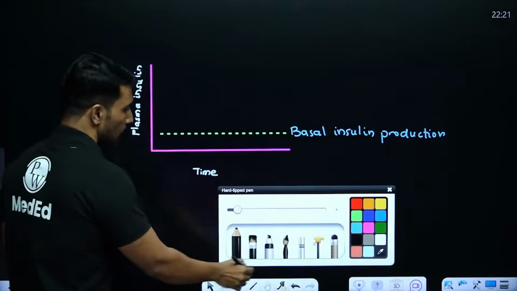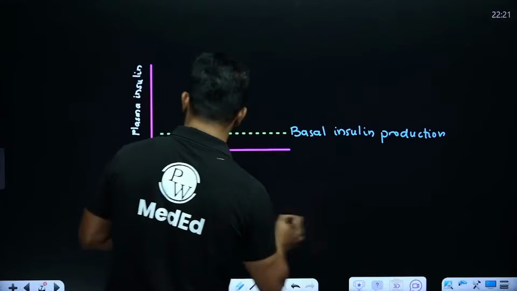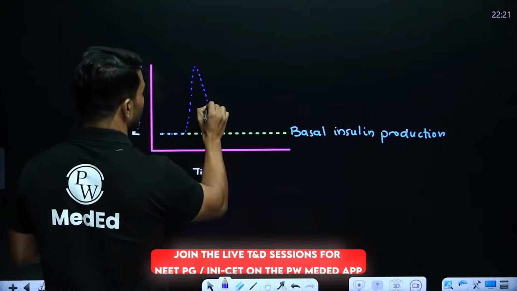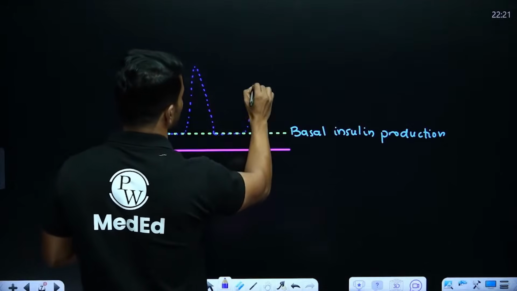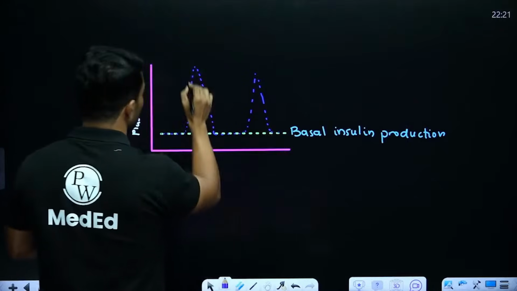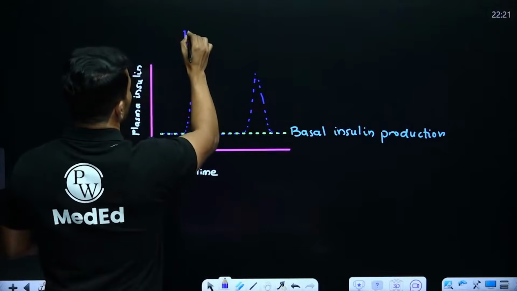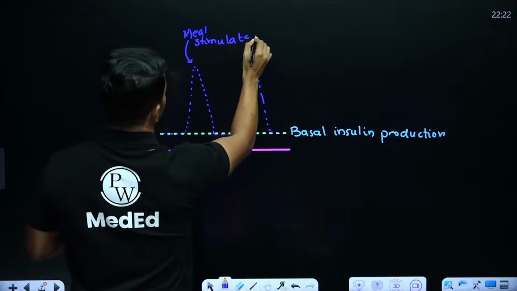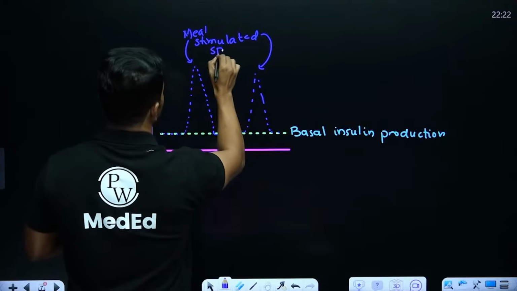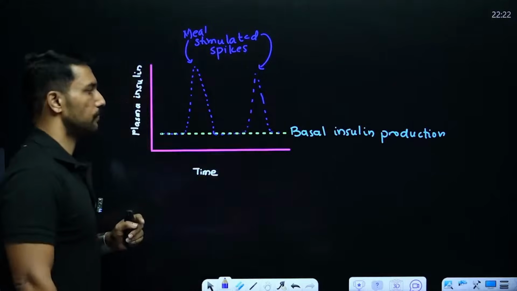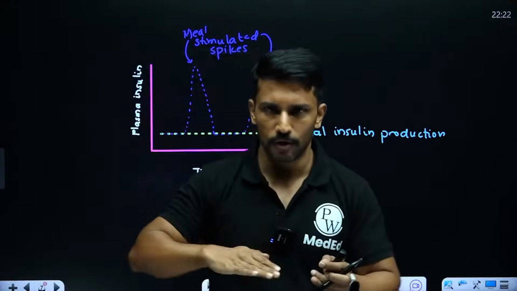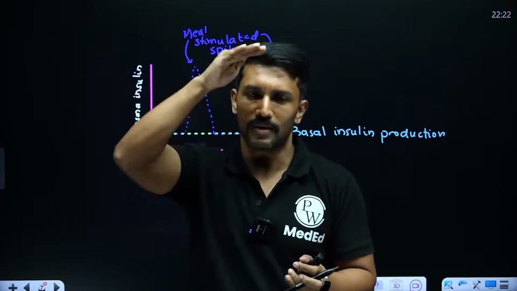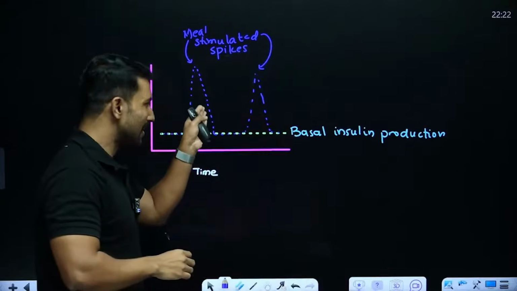But after that, whenever I take a meal, blood glucose levels increase and the insulin level spikes up to get that blood glucose level normalized. If I take another meal, my insulin level will increase again. So every time there is meal consumption, there will be meal-stimulated spikes in the insulin levels, on top of constant insulin production. I take a meal, blood glucose level increases, and my beta cells will produce more insulin so that the blood glucose level can be brought down. Once the blood glucose level comes down, insulin level also comes down.